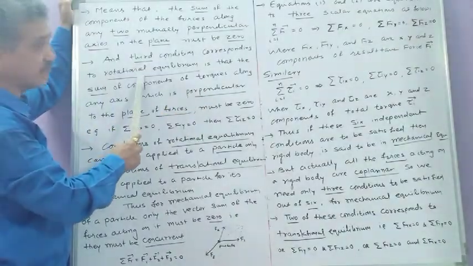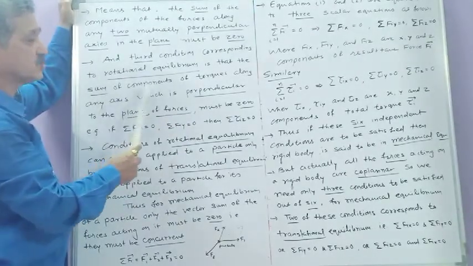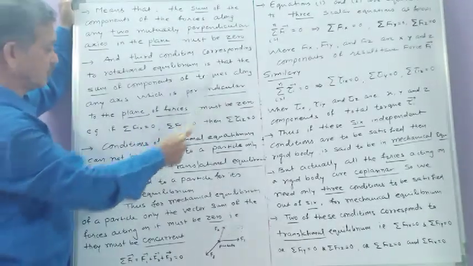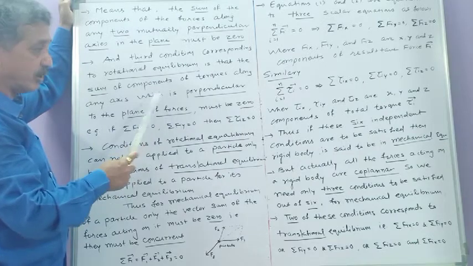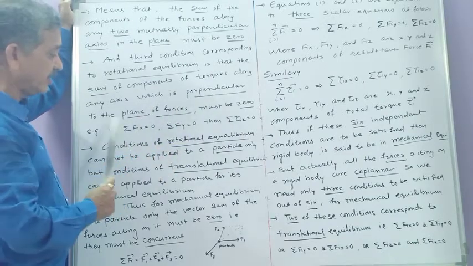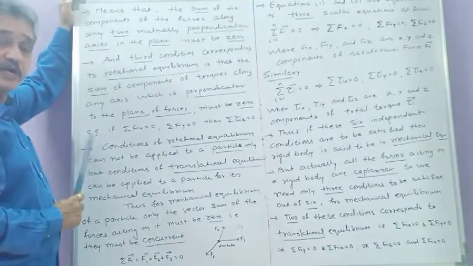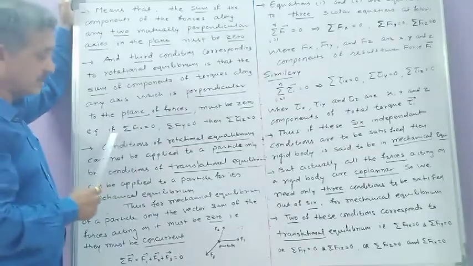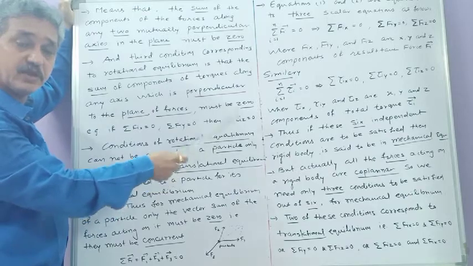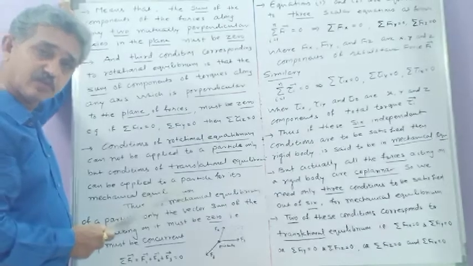That means the third condition corresponding to rotational equilibrium is that the sum of the components of the torques along any axis, but what kind of axis? Which is perpendicular to the plane of the forces must be 0. So in short, out of 6 conditions, if these 3 conditions are fulfilled, then you can say the rigid body is in equilibrium.